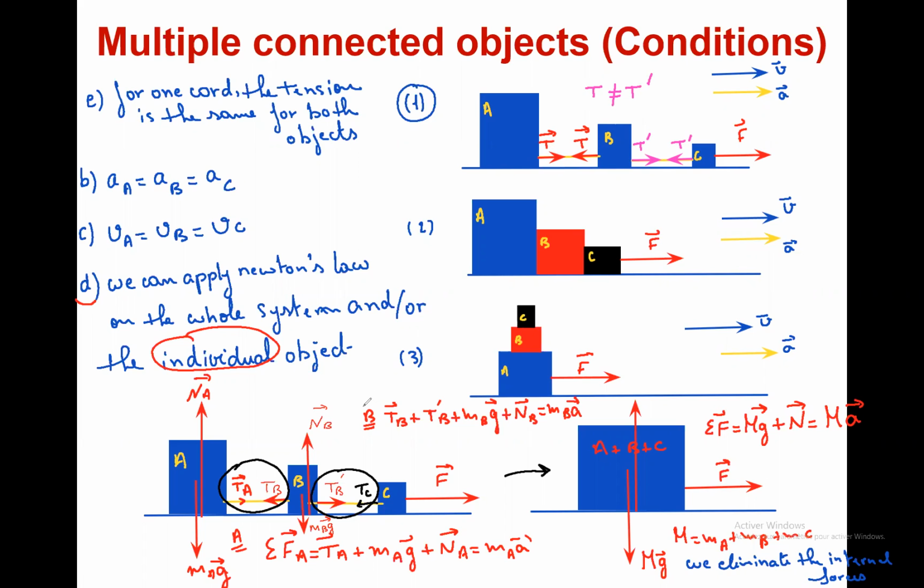Okay, it's all about the conditions that we have to respect in the case of multiple connected objects, and we can go to the application and solve each problem alone. Thank you.